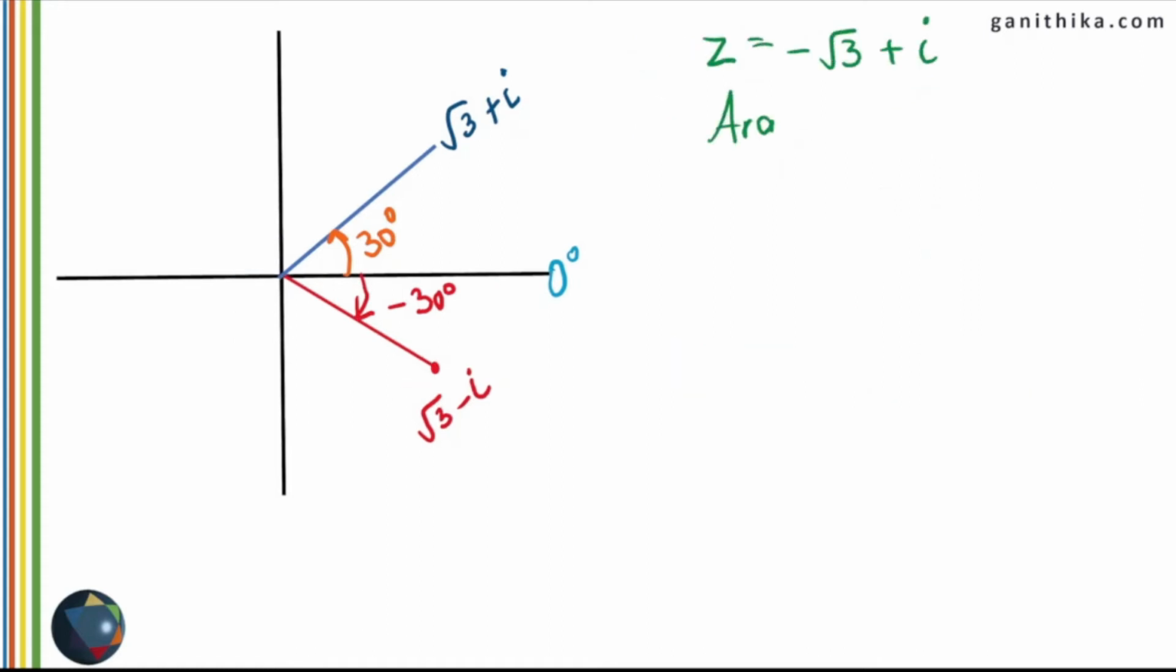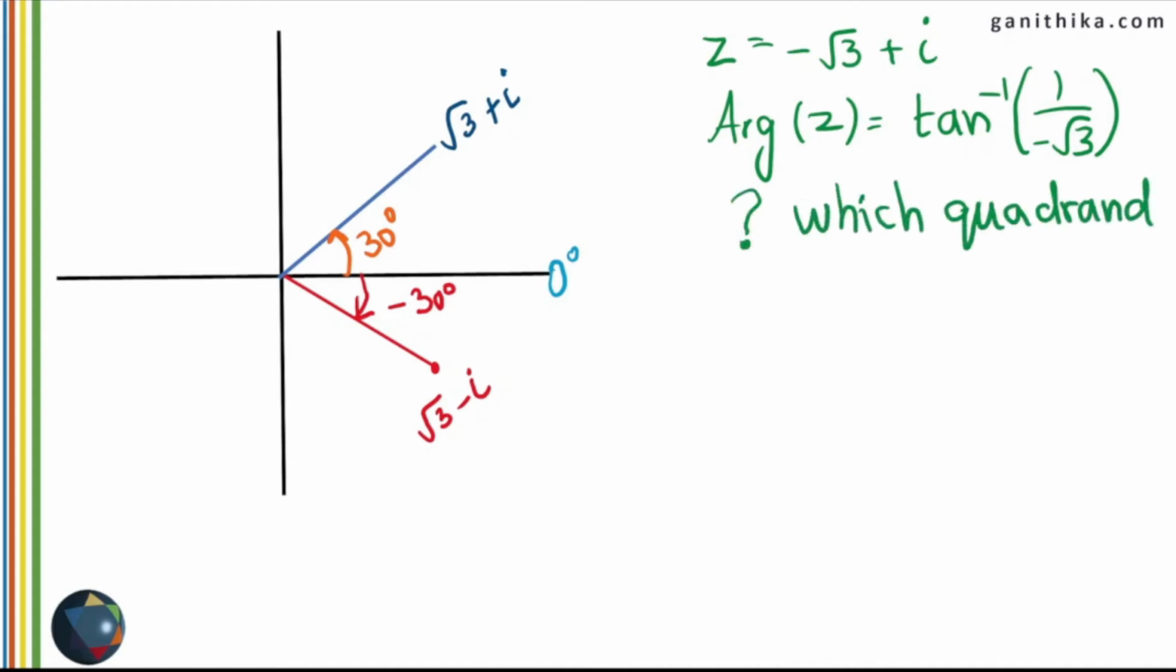Consider this example, negative square root of 3 plus i. The argument of z for this is tan inverse of 1 over negative square root of 3, which is actually equal to tan inverse of negative 1 over square root of 3. You will be tempted to write this as negative 30 degrees as before, but you can see that the coordinates are negative root 3 comma 1. So which quadrant is it in? Negative root 3 comma 1 is in the second quadrant.